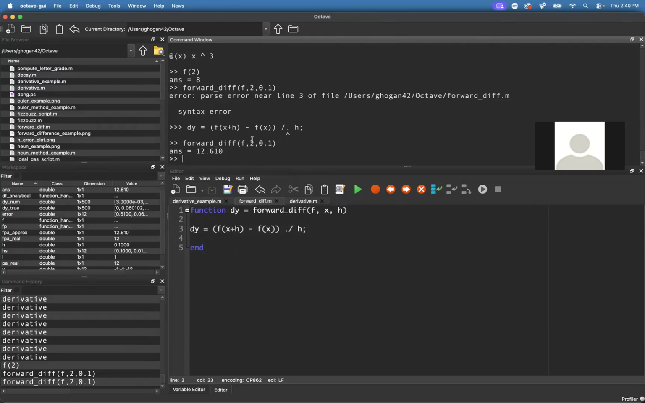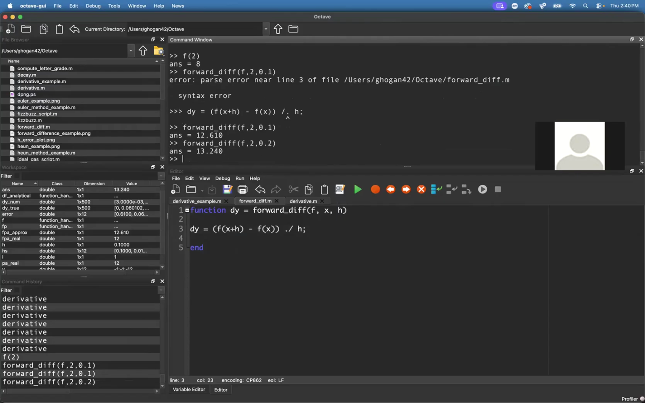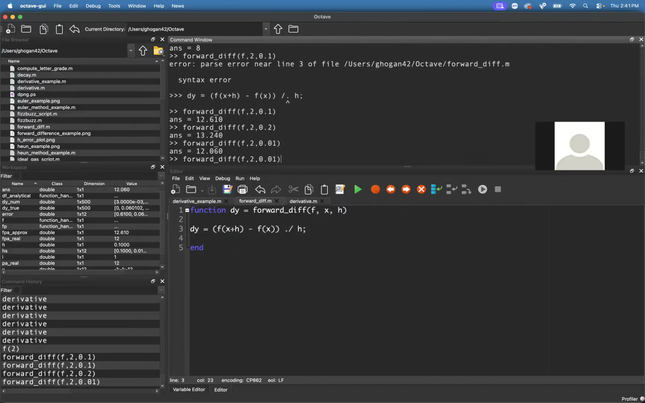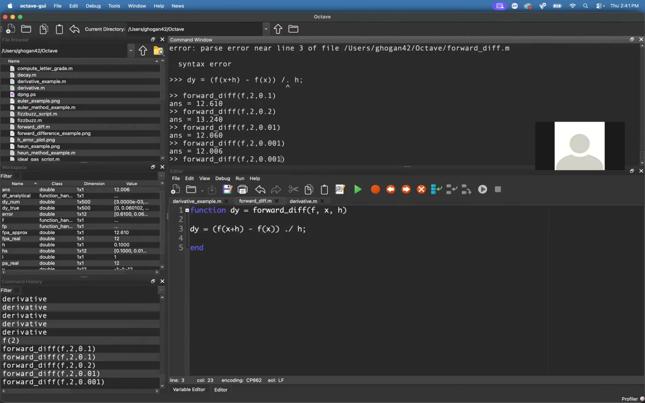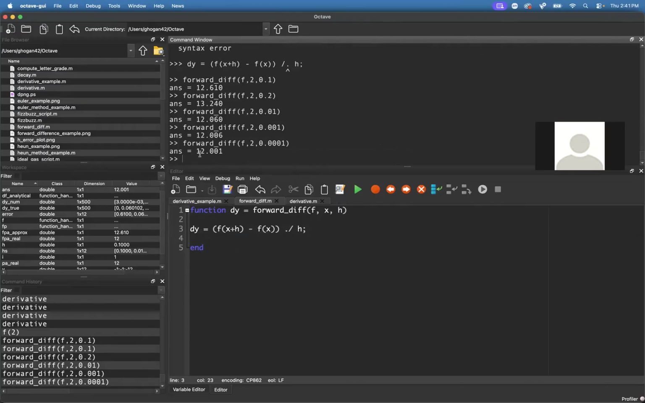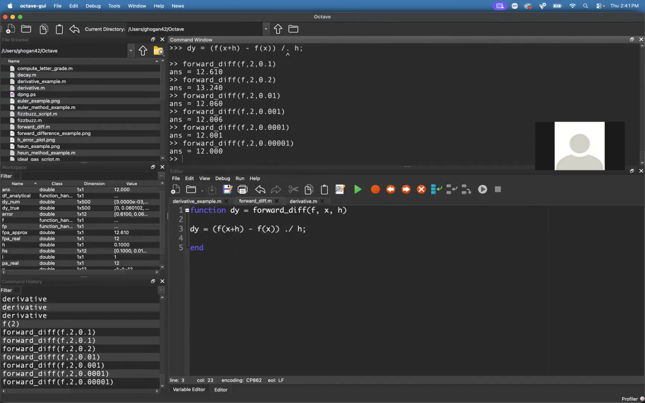So you see, we can put this difference formula for estimating the derivative in a function, and then I can just give it the f, the value, and the h value I want to use, and I can calculate it. I could do whatever h values I want, and you can see that as I do this, it's getting closer and closer to 12, which of course we remember was the real value. So the smaller the h value you use, the better this gets.